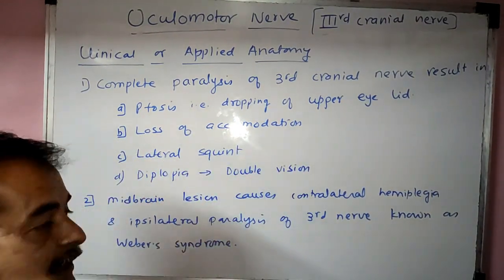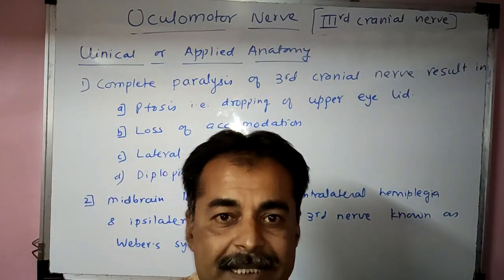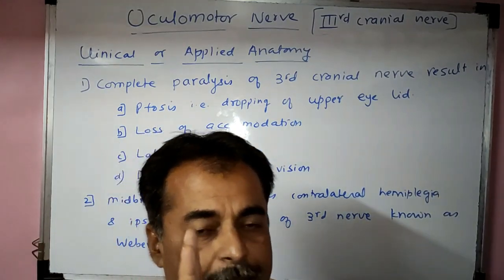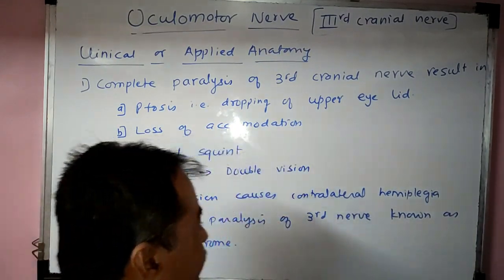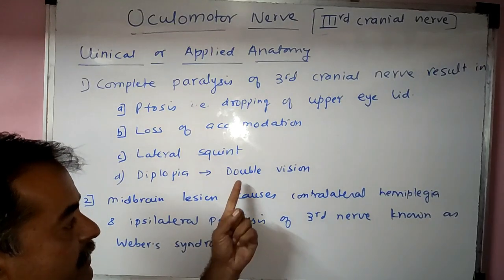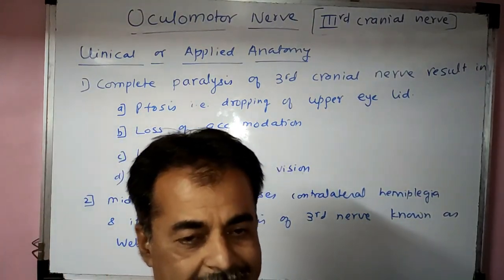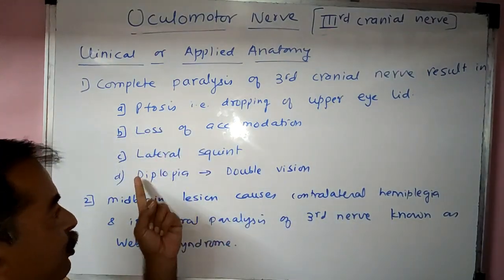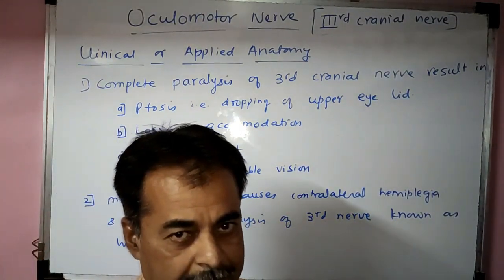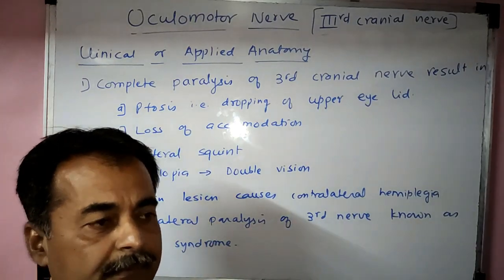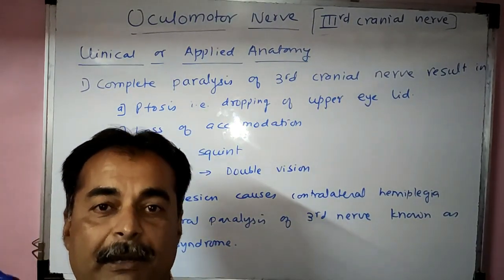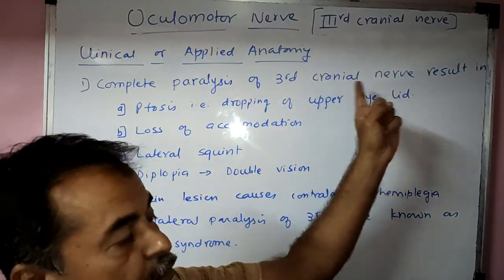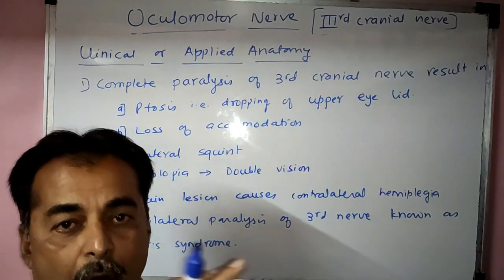And there is a lateral squint. A squint means a deviation of the eyeball to one side, and the patient will complain of lateral squint. And there is diplopia, meaning double vision. The patient sees double objects. The patient will complain that what they are seeing is double. That is called diplopia. These are all due to the complete paralysis of the third cranial nerve, or the oculomotor nerve.